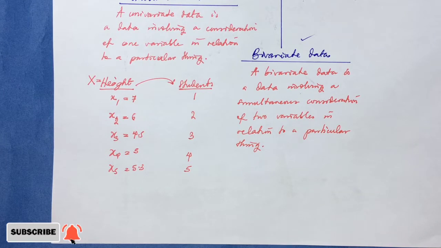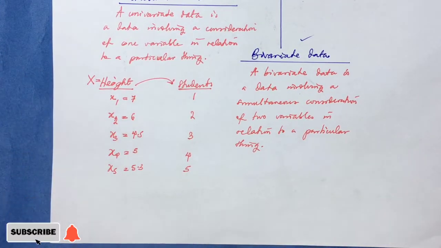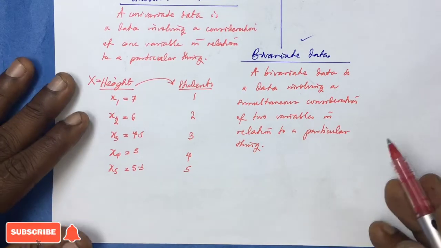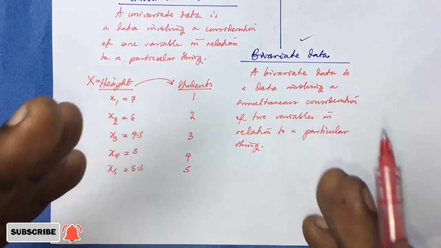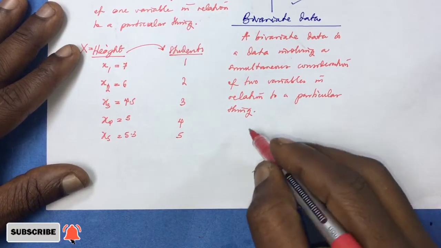Now what if we want to consider not just one variable in relation to a particular thing but more than one, in particular 2? If you consider 2 variables in relation to a particular thing, you will be talking about a bivariate data. Now let's give an example of that.